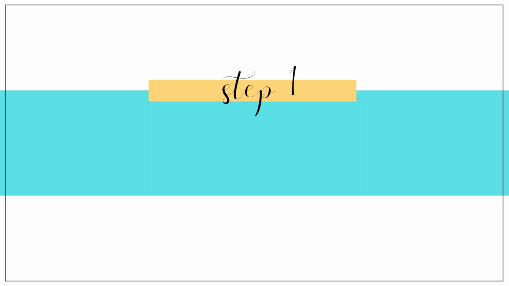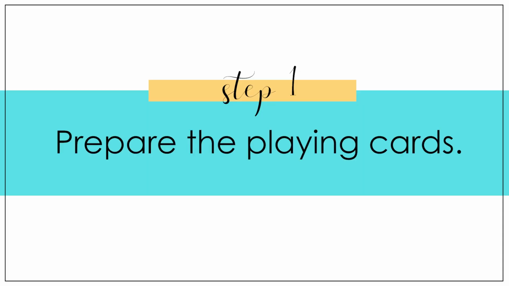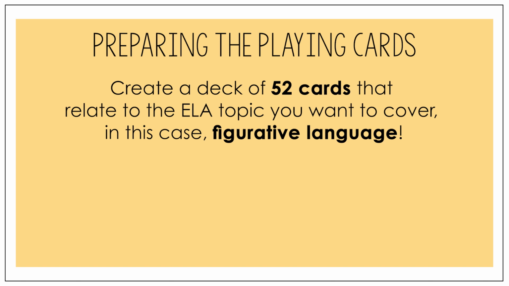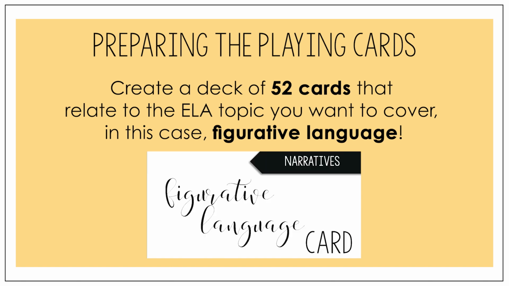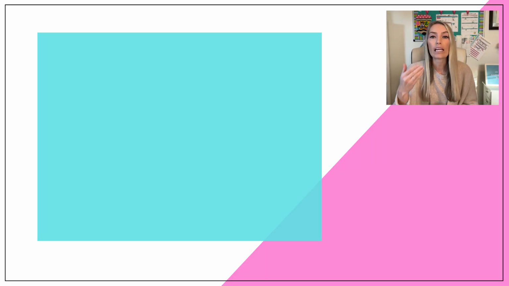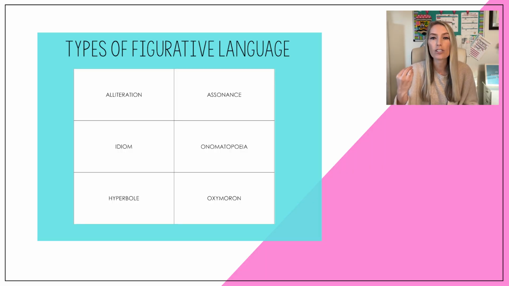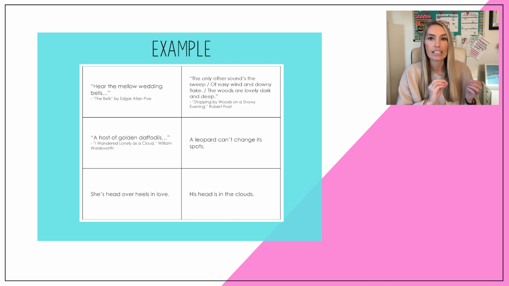The first thing that you get to do is prepare the playing cards for this activity. In order to make the cards for a game of Spoons, you need to create a deck of 52 cards that relate to the ELA topic that you want to cover, in this case, figurative language. On each of the 52 cards, you will want to have either a type of figurative language, a definition, an example containing that type of figurative language, or another example card.